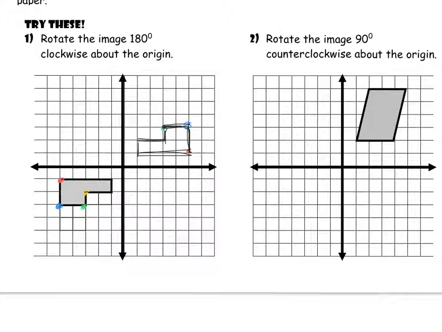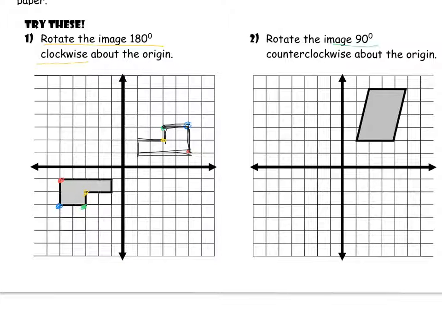For example, here would be the yellow one. If I flip it around, that's 3 to the right and 2 up. Flip it back the right way, 3 to the right and 2 up. Mine's in the right spot. Okay. That's a 180 degree clockwise rotation.